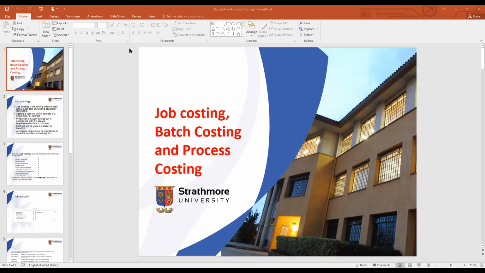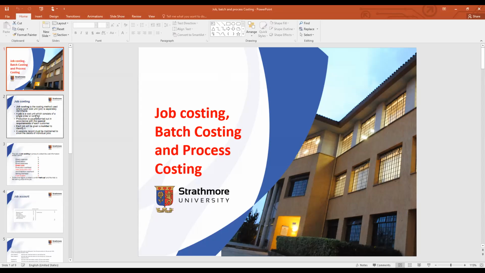So the concepts we shall be learning here are the basics we already learned: how to account for material, how to account for labor, how to account for overheads. The same concepts we shall be applying when it comes to job costing, batch costing, and process costing. The only difference will be more towards how we make the presentation. That will be the key difference. However, the concepts are the same: all the concepts we learned about labor costing, overhead costing, and material costing, we shall be applying in this particular topic.